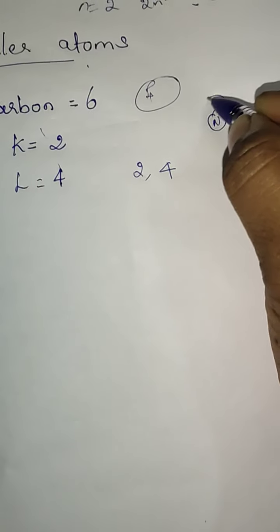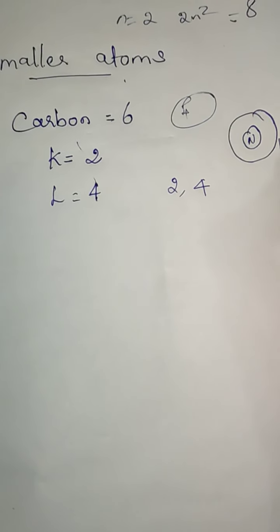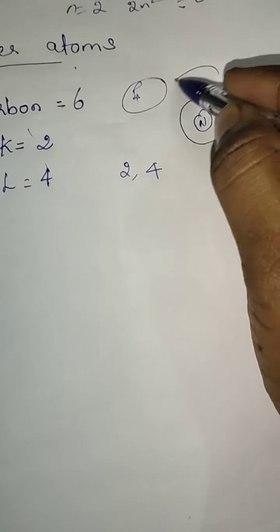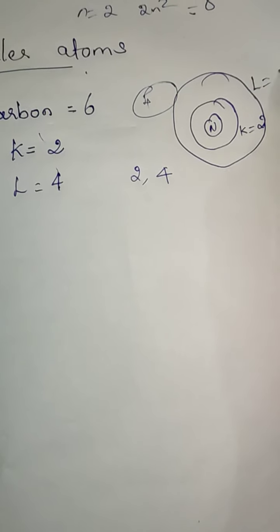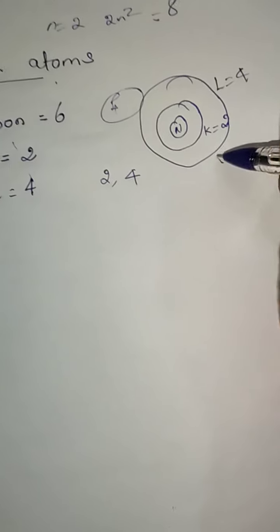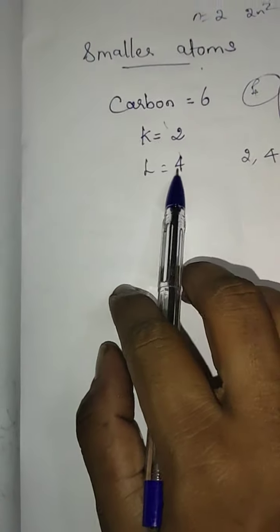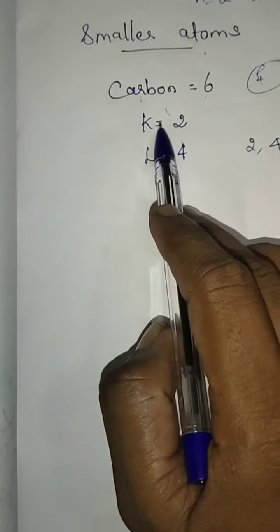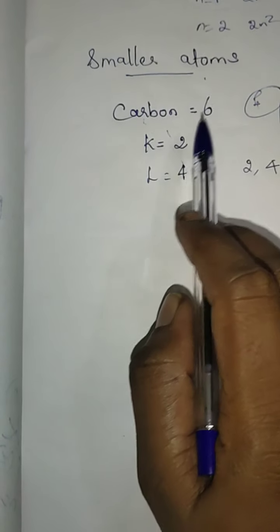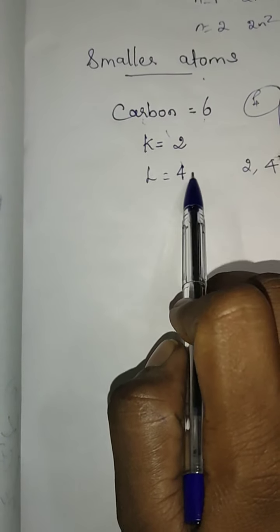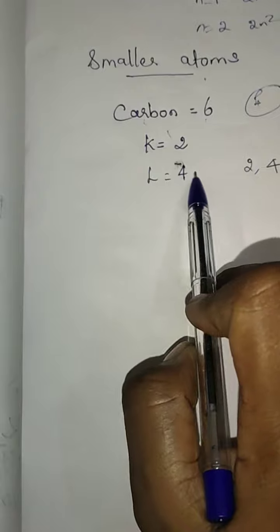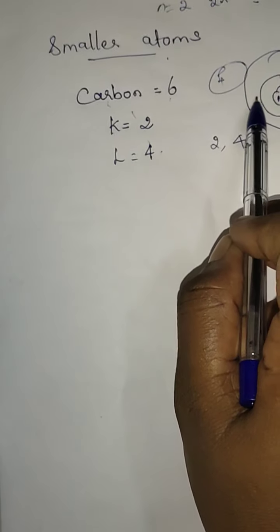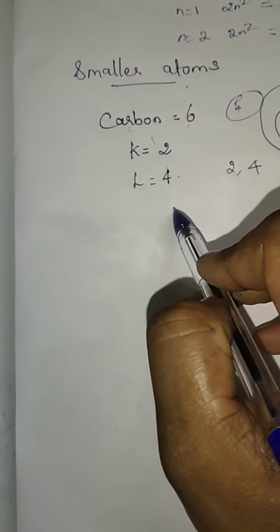This is the nucleus. First orbit contains K equal to 2, L equal to 4. The outer shell contains 4. Okay students, carbon's total number of electrons is 6. The first orbit can hold only 2 electrons, the remaining 4 jump to the next energy level. It has the capacity to hold 8 electrons, but only 4 are available. So the remaining 4 occupy here.